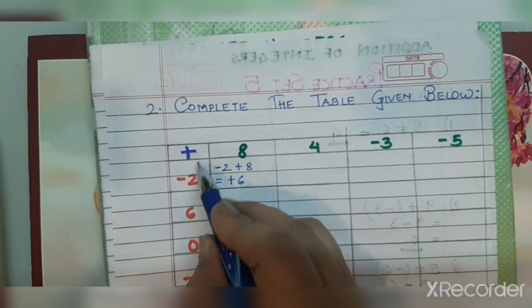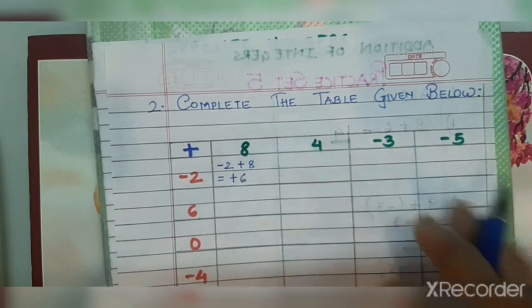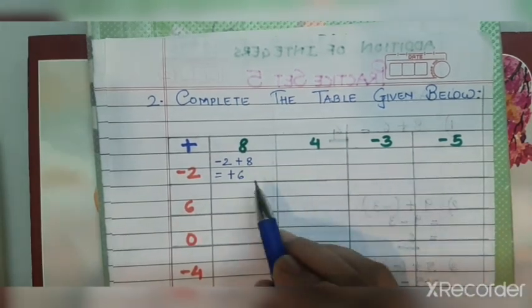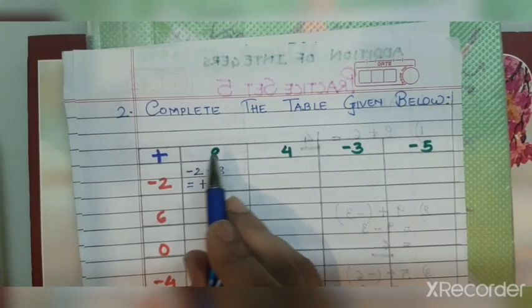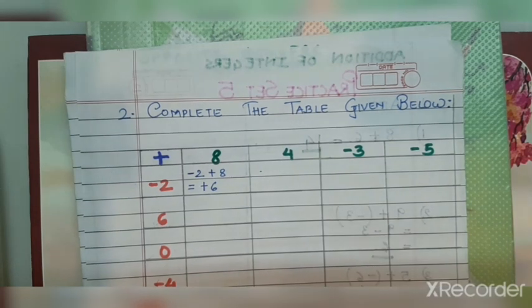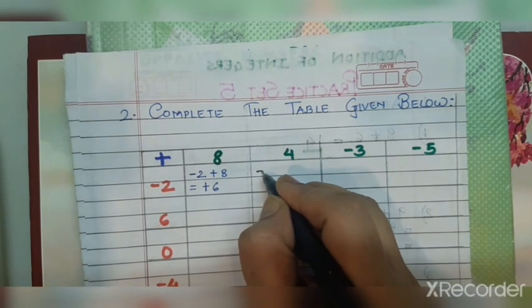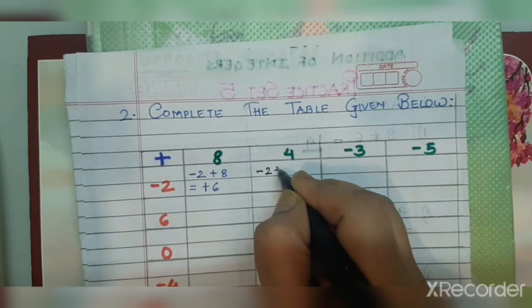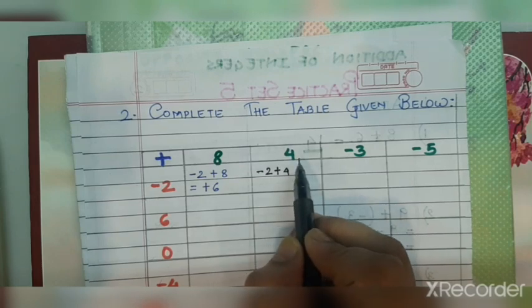I hope this is clear. Negative 2 plus 8. Now we'll proceed in this way only, and then we'll come down. So now negative 2 plus 4 I will write here. I'll write with a different pen so it becomes easier for you to understand. Negative 2 plus 4.